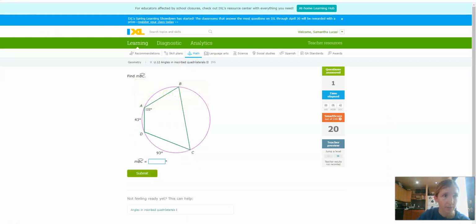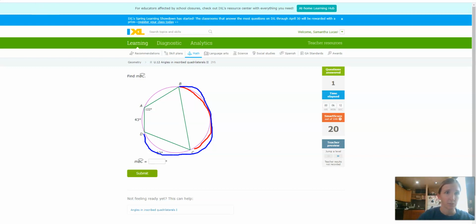Okay, this is the same type of problem. We're trying to find this arc, BC, over here. They give me an inscribed angle, ADB, so I can use that inscribed angle rule to figure out the entire arc, from B all the way to D, because this inscribed angle intercepts this big arc. So I know that BD is going to be 122 times 2.